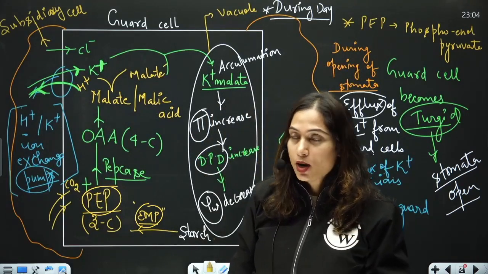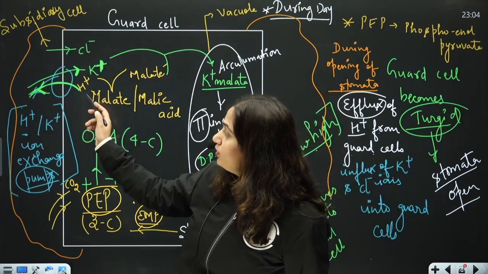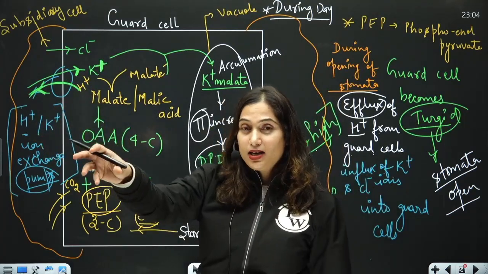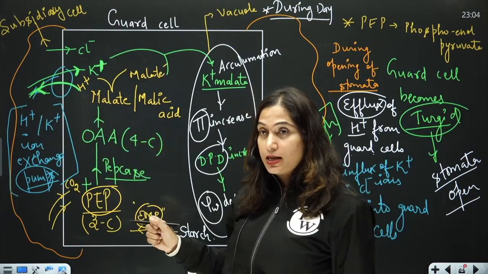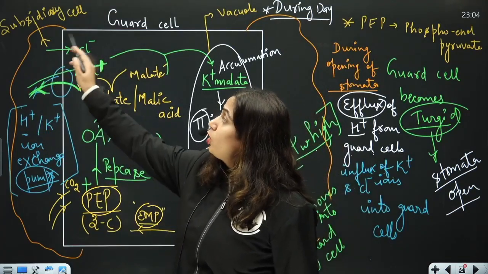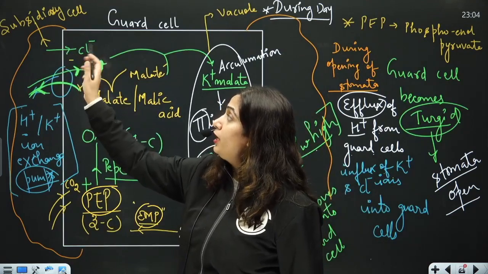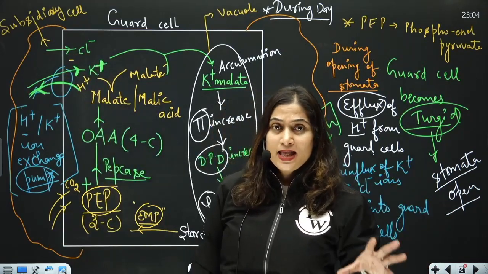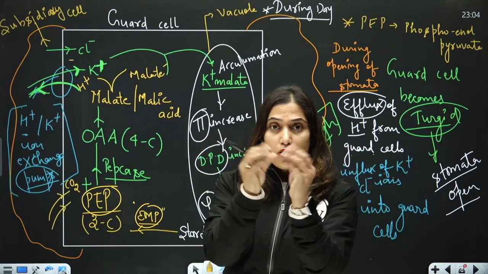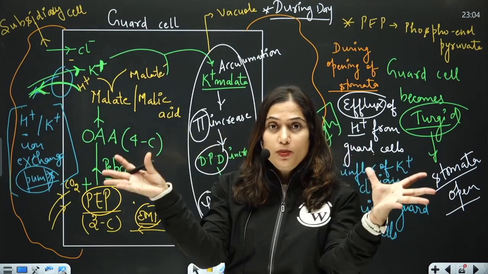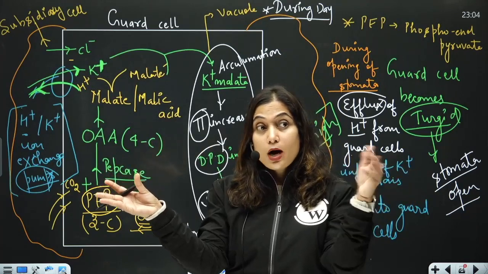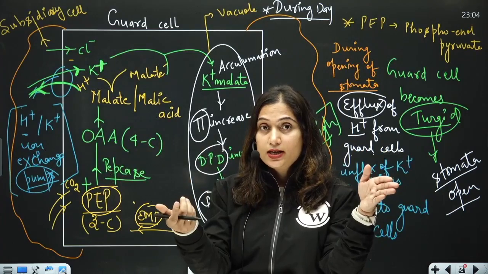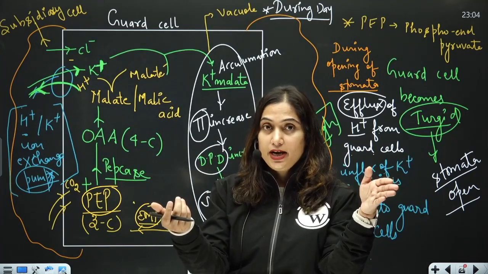What they do, they throw the protons or the hydrogen ions outside the cell and take the potassium ion into the cell. Along with them, chloride ions also come into the cell. So this question is very important: during opening of stomata, what goes out of the guard cell? Hydrogen ions. And what comes into the guard cell? Potassium ions and chloride ions.